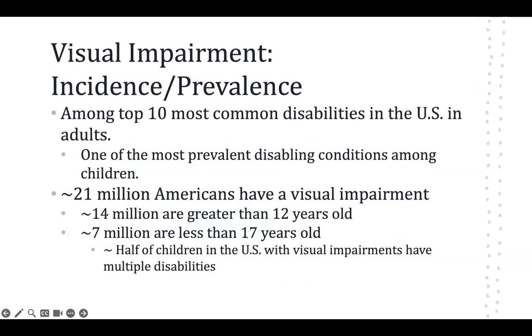With visual impairments, incidence and prevalence, it's among the top 10 most common disabilities in the United States and one of the most prevalent disabling conditions among children. About 21 million Americans have some form of a visual impairment. 14 million are over the age of 12 and 7 million are less than 17 years old. So about half of children in the US who have some type of visual impairment also have a disability. So kind of interesting to keep in mind.